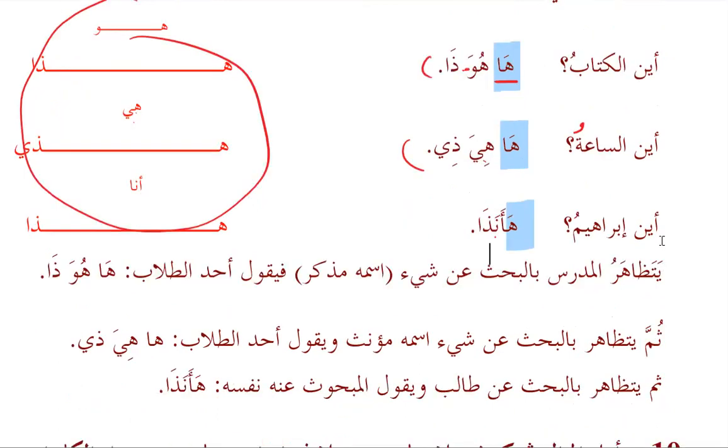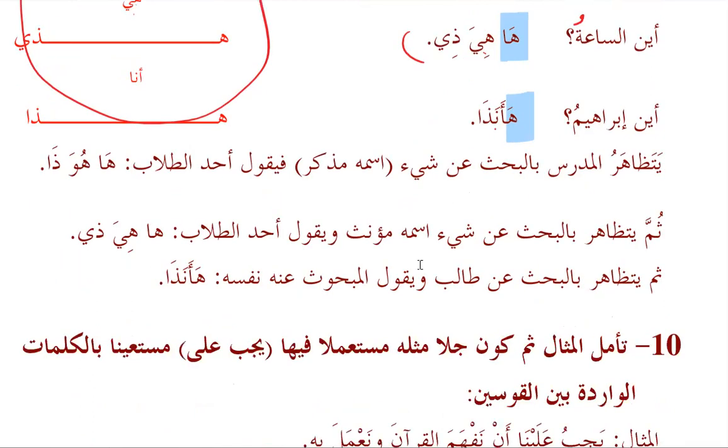Then it says the teacher pretends to search for something. Okay, we'll leave that because it's an exercise you would do by showing items, and we can't do that on Zoom. So we'll move to the tenth exercise.